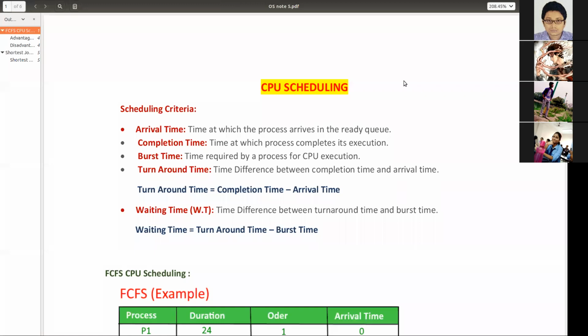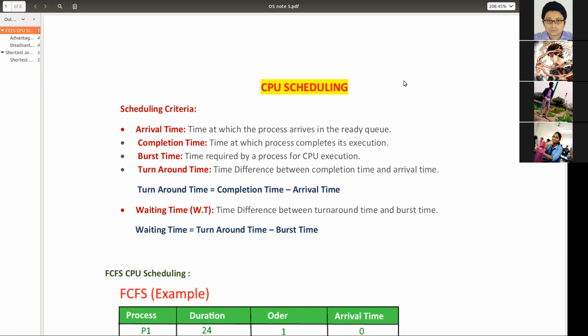Another term, another criteria we will get, is known as response time. Response time means when a process is delivering its first output. When a process is delivering its first output, that is basically the response time.